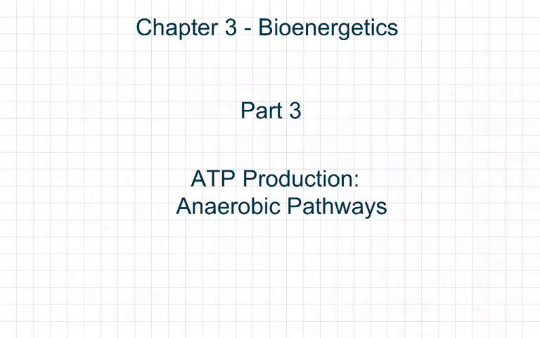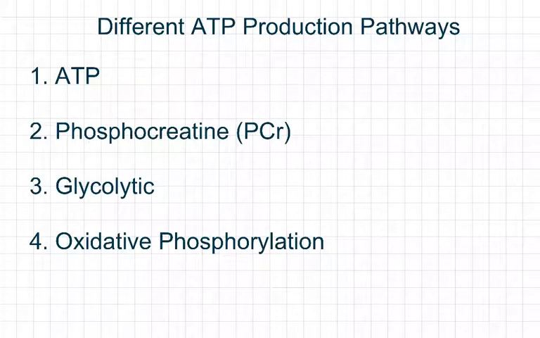Welcome everyone to part 3 of chapter 3, where we're going to continue our discussion on bioenergetics. Today in this particular lecture, we're going to discuss ATP production, primarily the anaerobic pathways. And so how does the body create ATP? Well, the first thing we need to discuss is stored ATP.